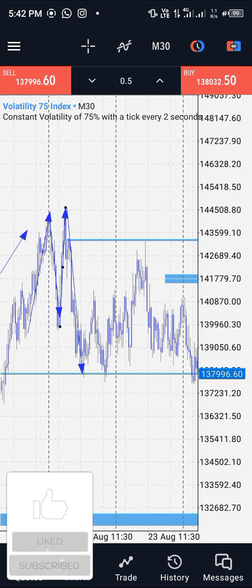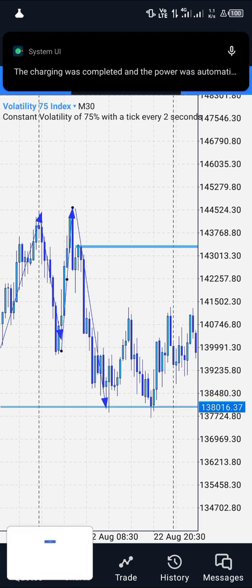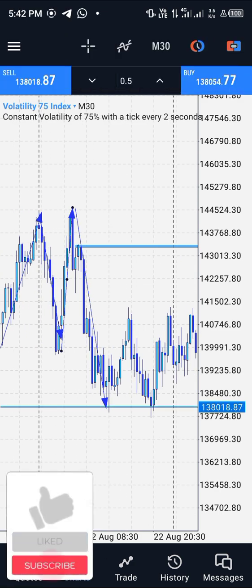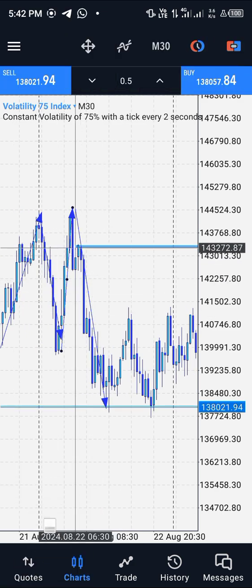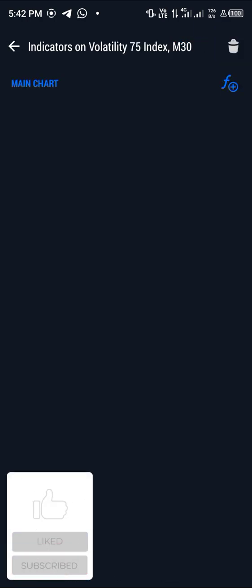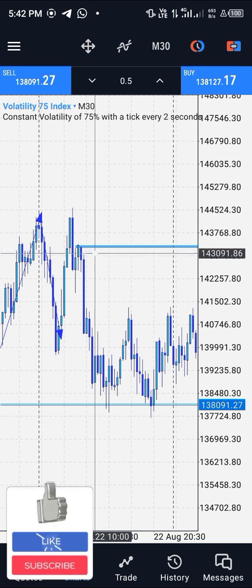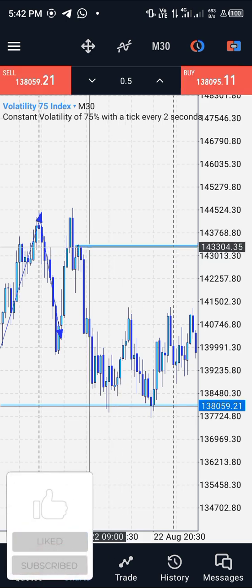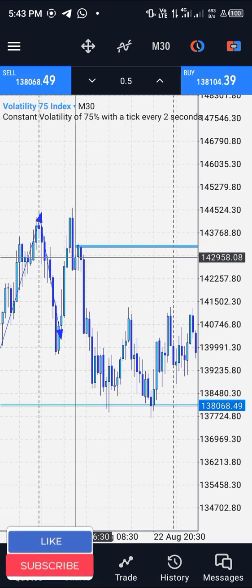So after taking out the liquidity, what do we look for? We look for our entry points. Now, as you can see, we look for an order block. As you can see right here on the 30 minutes, let me delete this. Delete this too. Sorry. On the 30 minutes, we see that this order block has been tested. It has been tested by this liquidity.